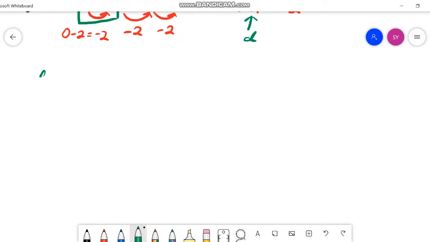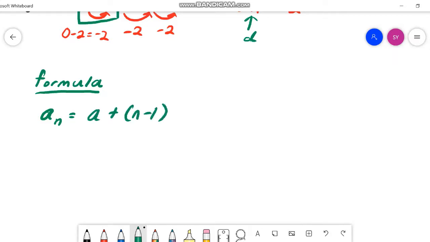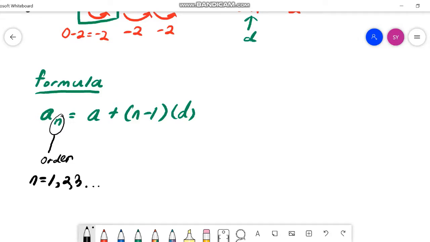Now let's look at the formula of arithmetic progression. We have AN equals A plus N minus 1 multiplied by D. N represents the order, and N can be 1, 2, 3, and so on. D is actually the difference, and A is the first number in the sequence.